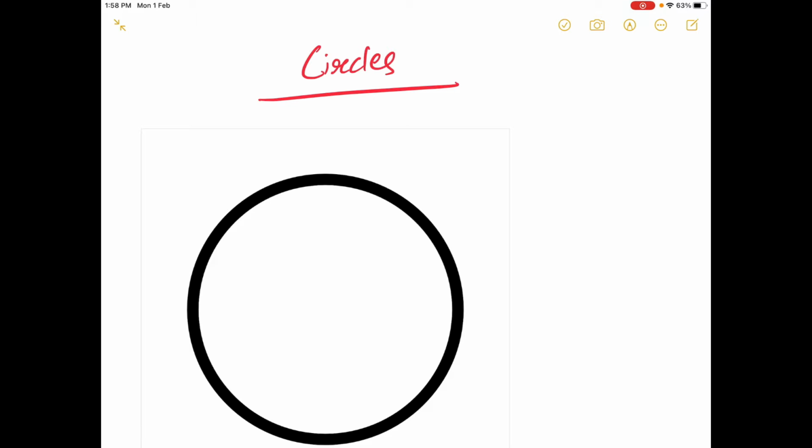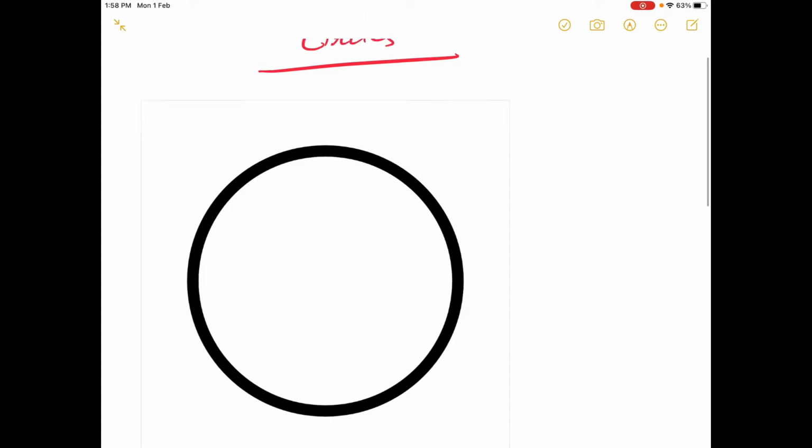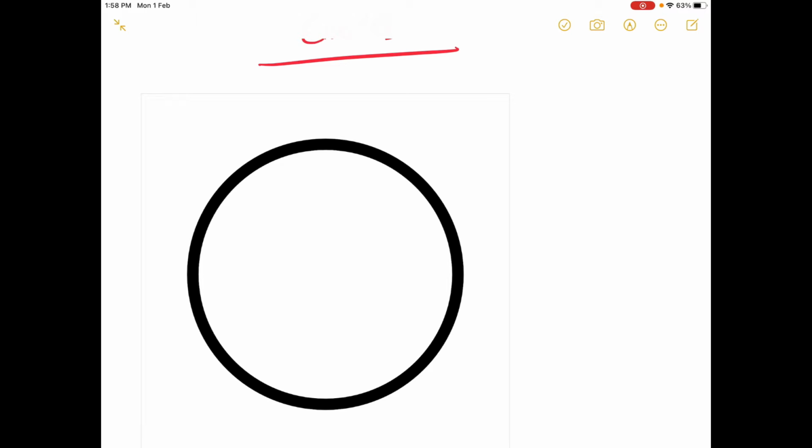In a clock, you might have observed that the seconds hand goes round the dial of the clock rapidly and its tip moves in a round path. So here you can see a circle, and this is the shape of a circle.